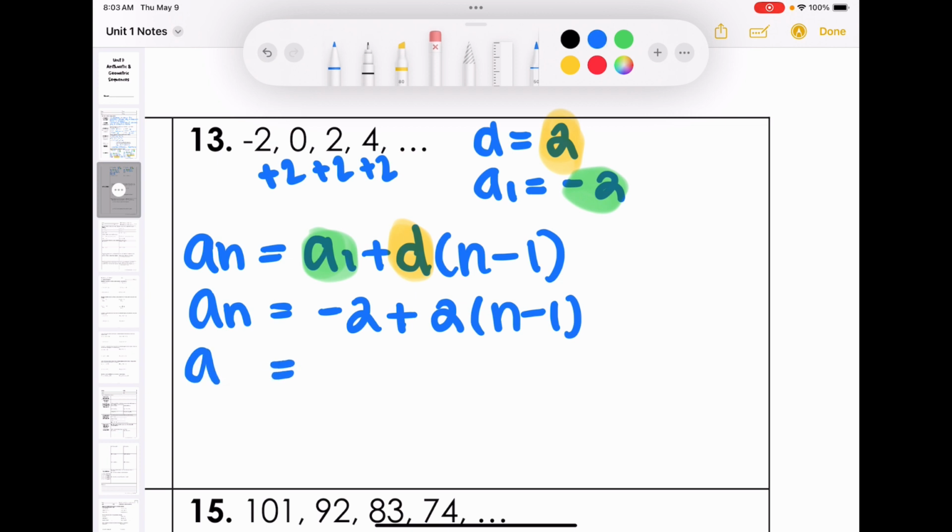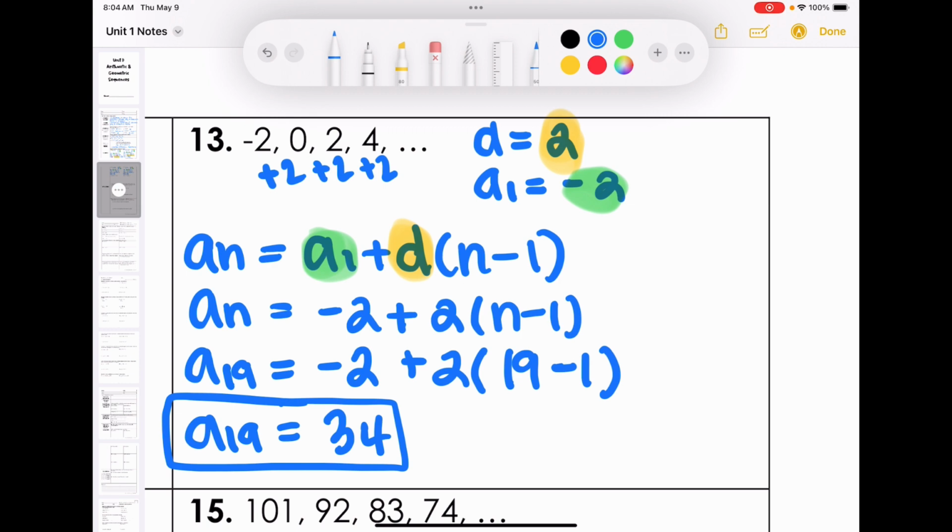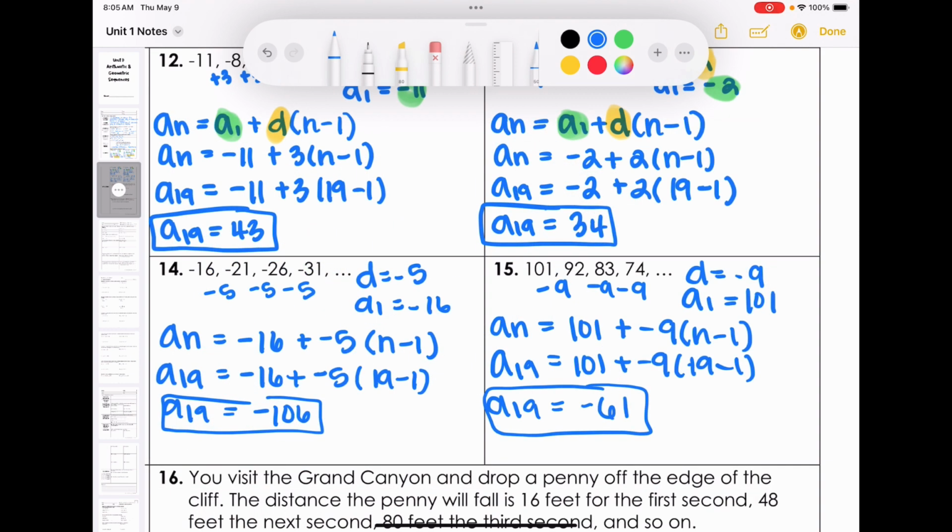Then I'm trying to find the 19th term. So wherever there's an N, I'm going to put the number 19. And when I type that in my calculator, that's going to give me 34. All right, so I want you to pause the video here and do 14 and 15 by yourself. All right, so those are your answers for 14 and 15. Make sure you check your work, and then if you got it wrong, go back and look at what I did to see if that may help you.